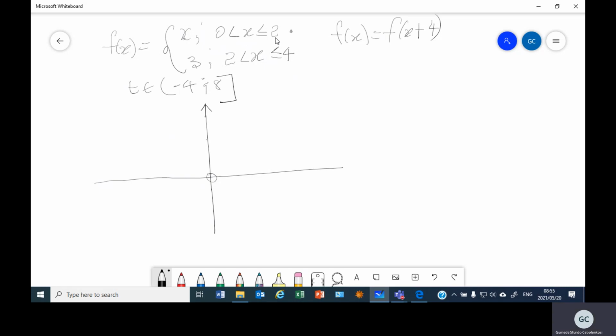Then I'll go to the next point here, which is 2. I'll take 2 and substitute here. And when I do that, 2 substituted here, then I'll get 2. So I'll have a point 2. When x is 2, y would be 2.